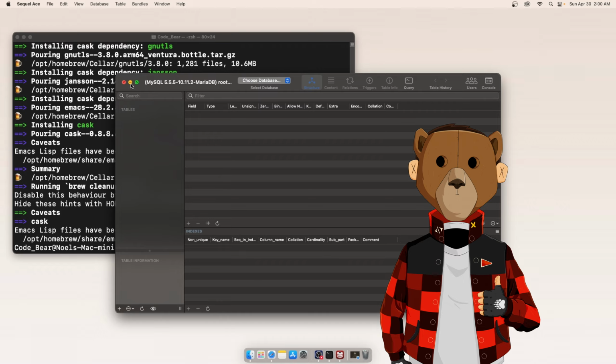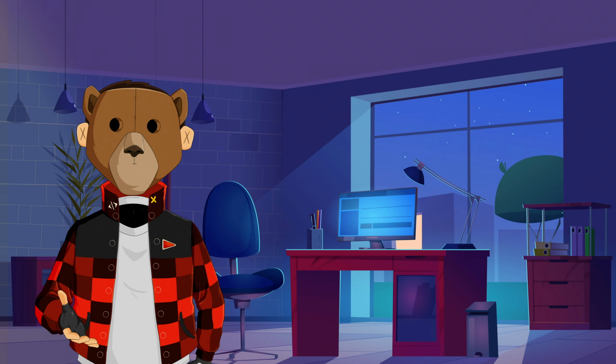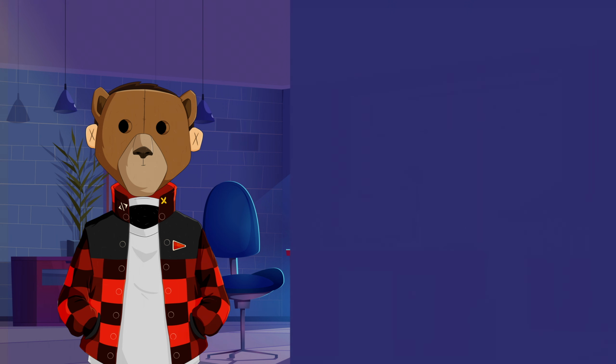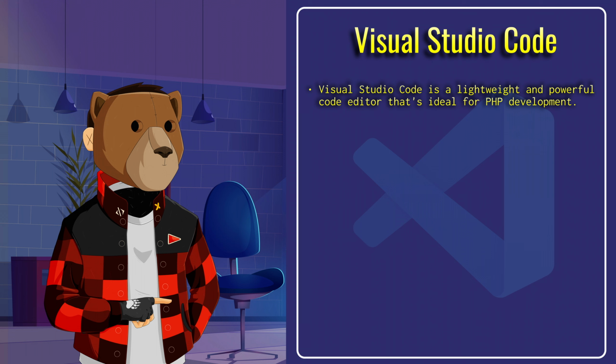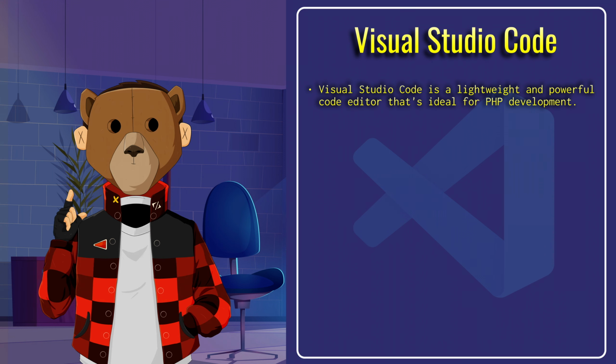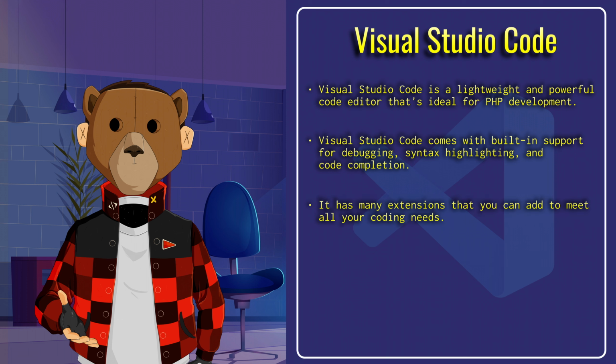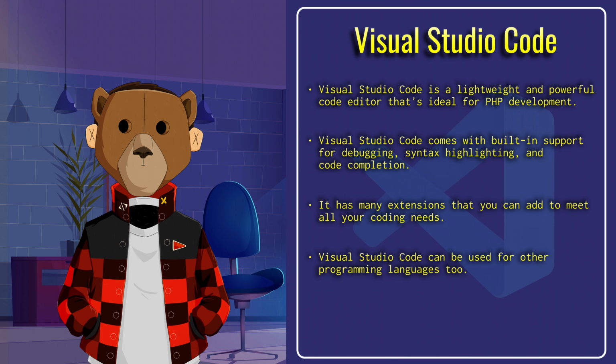Alright, home stretch, almost there. We've covered setting up PHP and MySQL. Let's move on to setting up our code editor so we can work with PHP. Visual Studio Code is a powerful and lightweight code editor that is perfect for PHP development. It comes with built-in support for debugging, syntax highlighting, and code completion. It also has many more extensions you can add to meet all your coding needs. We will also use this code editor for other programming languages too.